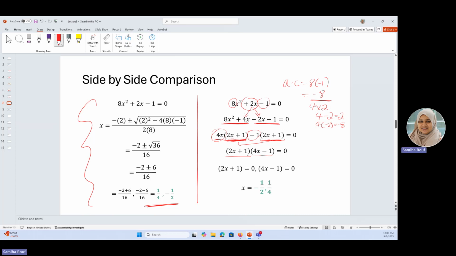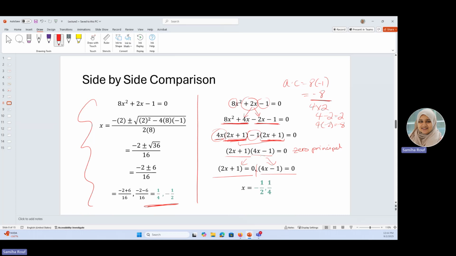And now I have two algebraic expressions that equal 0. So what does this go to? This takes us to the zero product property. The zero product property says, okay, two different things multiply and give me 0. That means either one can equal 0. So we separate it.